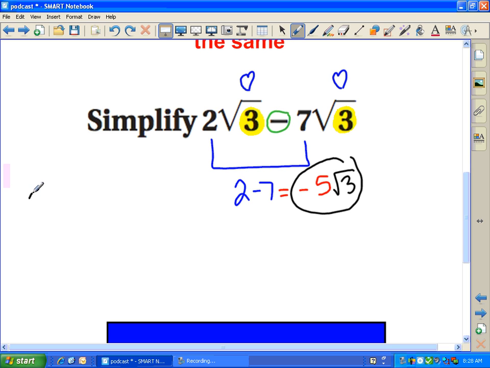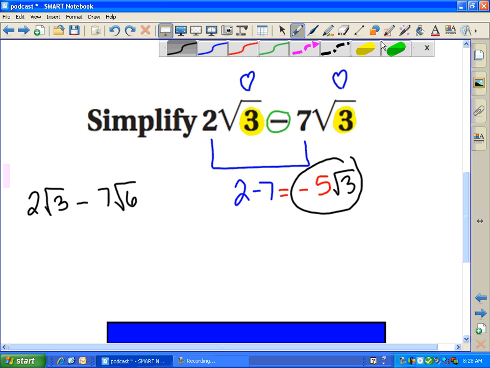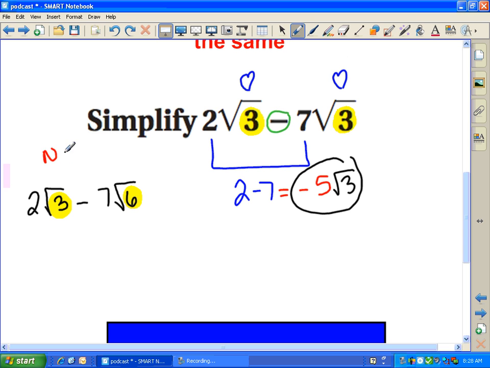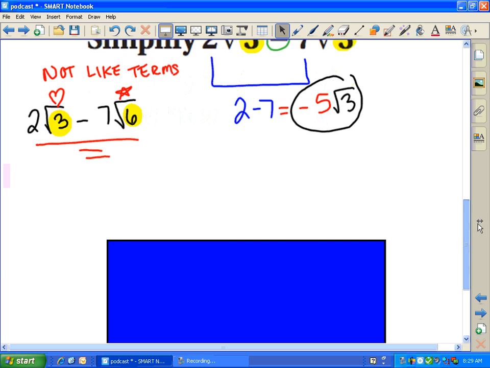If I change the problem, 2 square roots of 3 minus 7 square roots of 6. Are these like terms? Excellent job. Plus 10 for your group. They are not like terms. So we should remember, if they're not like terms, you cannot combine them. One's a heart, one's a star. Since these are not like terms, I cannot simplify it anymore. This would be my answer.